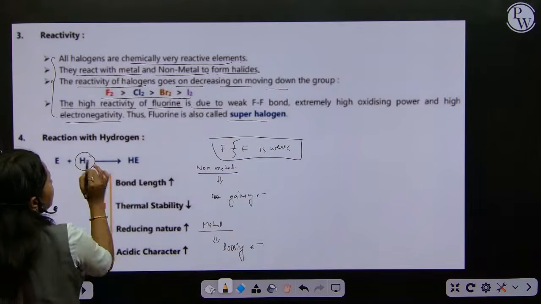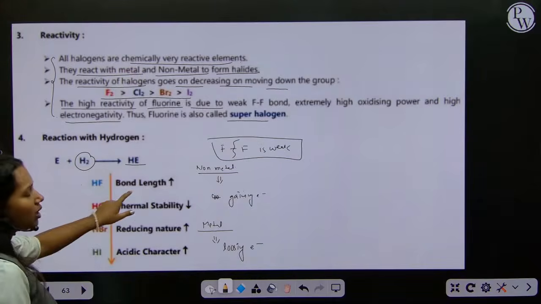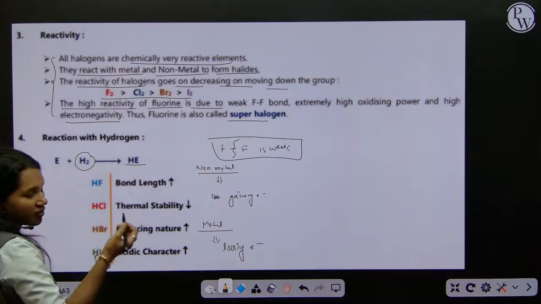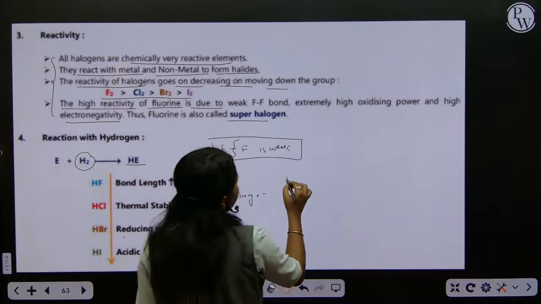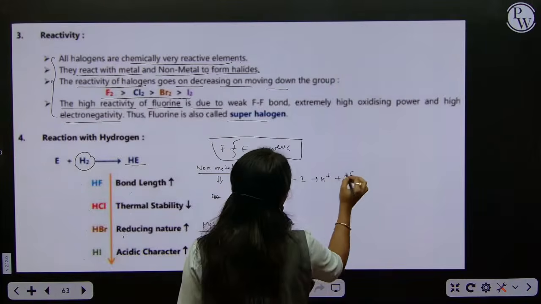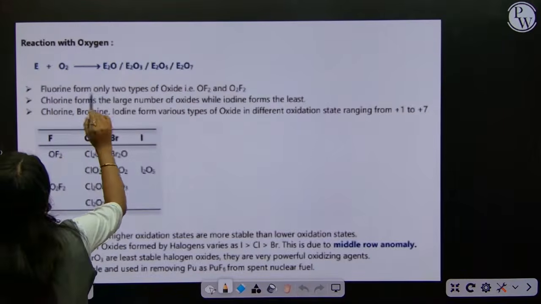With hydrogen, they form HF, HCl, HBr, HI. Again: bond length, thermal stability, reducing character, acidic character. Acidic character is very important here. HI can be broken easily and can be converted into H+ and I-. So this is highly acidic. After that, reaction with oxygen.